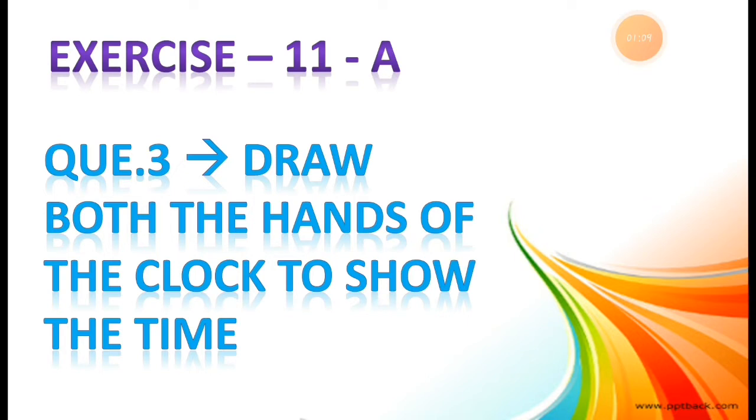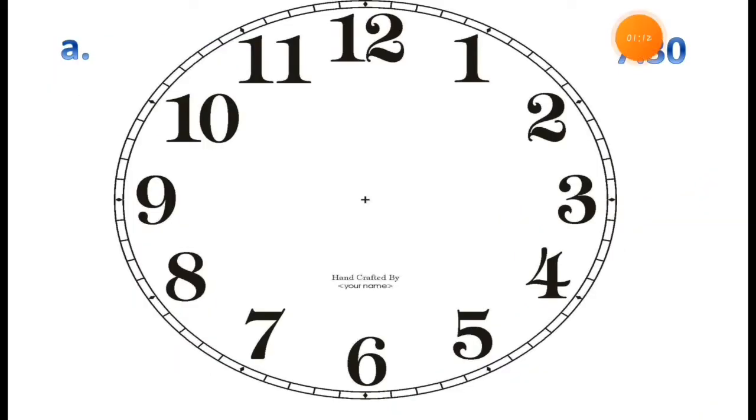So let's see this. Here is question number A. And the given time is 7:30. What is the given time? The given time is 7:30. So let's draw both the hands to show 7:30 in this clock.